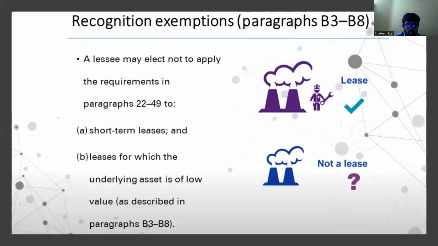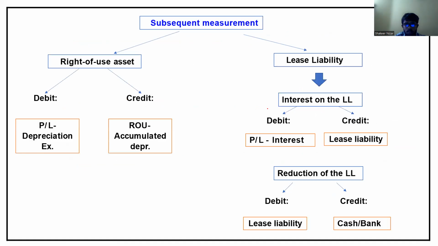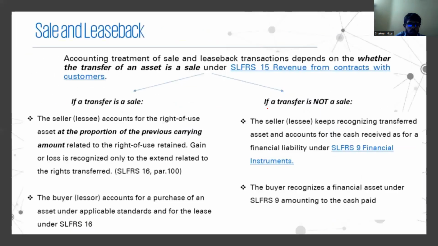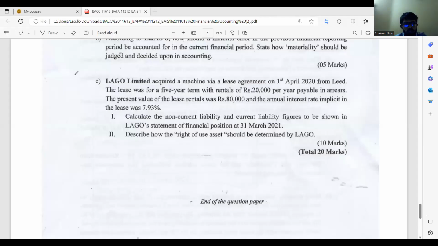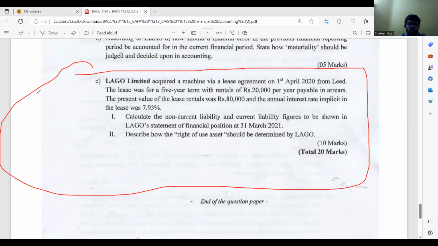The subsequent measurement, I think, is covered under continuous receivables. You can refer to this later on. So now, let's move to last year's question paper. Last year's paper is this. A very easy question, 10 marks. Lago Limited acquired a machine via a lease arrangement on 1st April 2020. The lease term is given as 5 years. The rental is 20,000 per installment, payable in arrears.